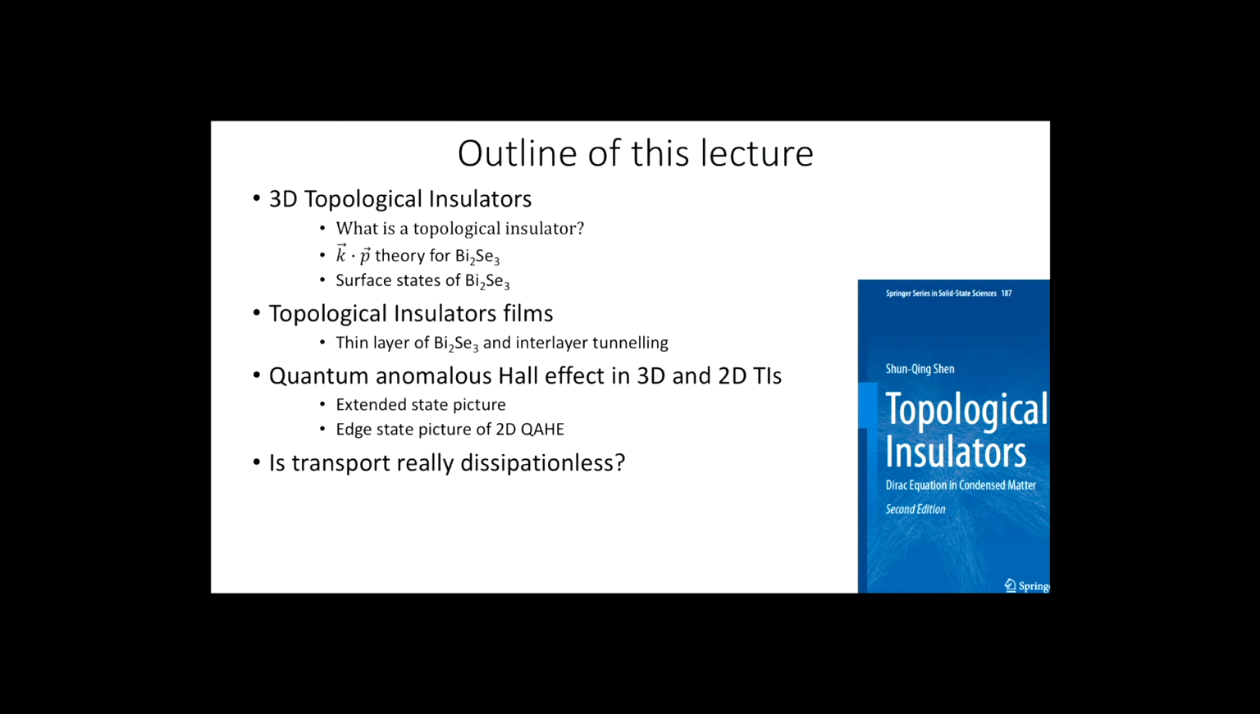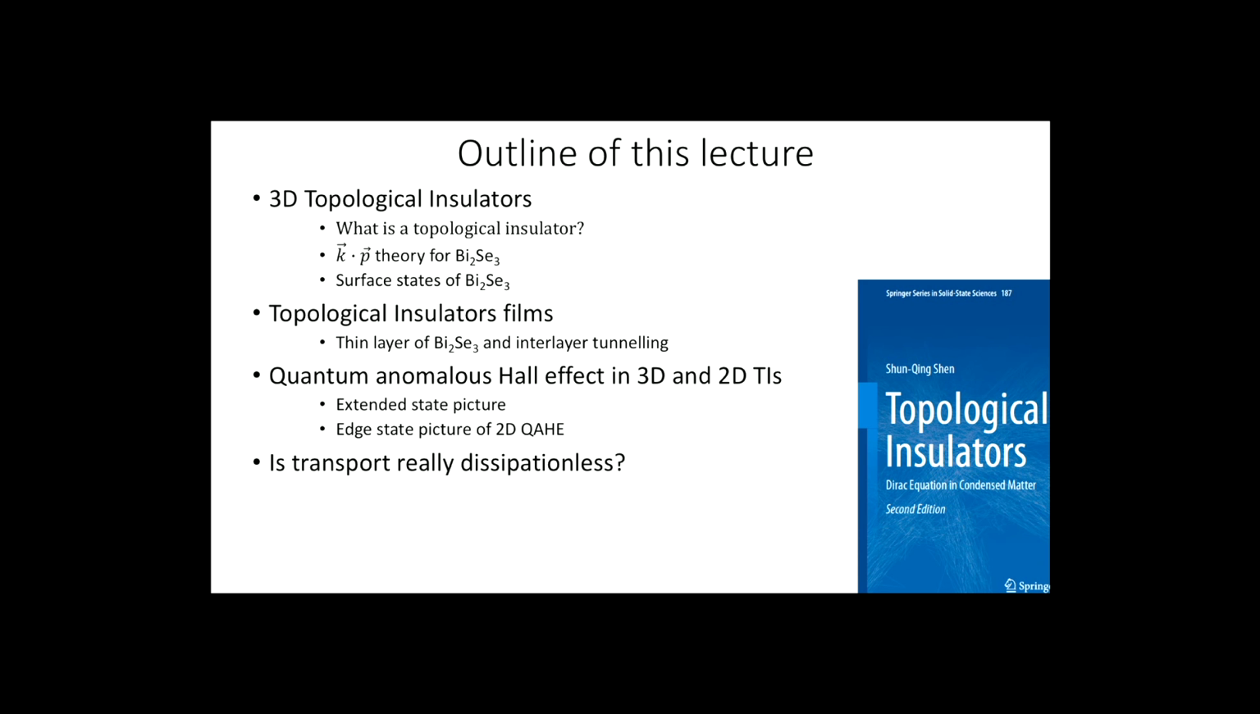So in this lecture I will give an introduction to three-dimensional topological insulators. So really TIs are of two kinds. Roughly speaking, there's a three-dimensional version, there's a two-dimensional version. They're very closely related. So I will focus on three-dimensional topological insulators, and I will actually derive their surface states. Then I will look at topological insulator films and what happens when there is tunneling between the two surfaces. And then I will finally conclude with my own understanding of the quantum anomalous Hall effect.